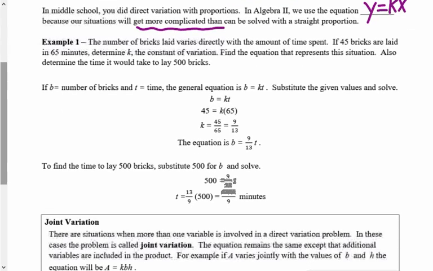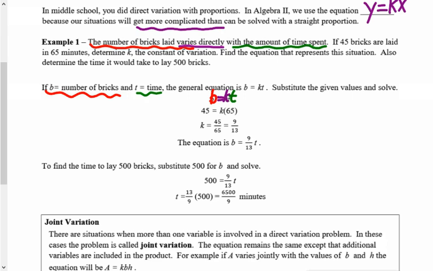Here's example 1. The number of bricks laid varies directly with the amount of time spent. So if we wanted to write that, the number of bricks laid, we're going to call that B. B equals the number of bricks. So we would start out writing a variation equation with B. When you see that it varies directly, that is when we write equals k, for our y equals kx. And then finally, with the amount of time spent, it says to call T the time spent, so our variation equation is B equals kT.